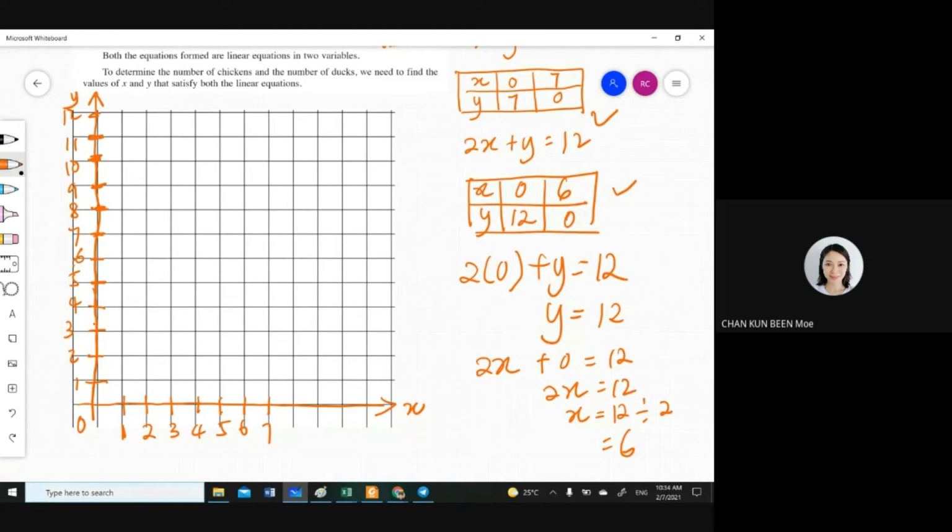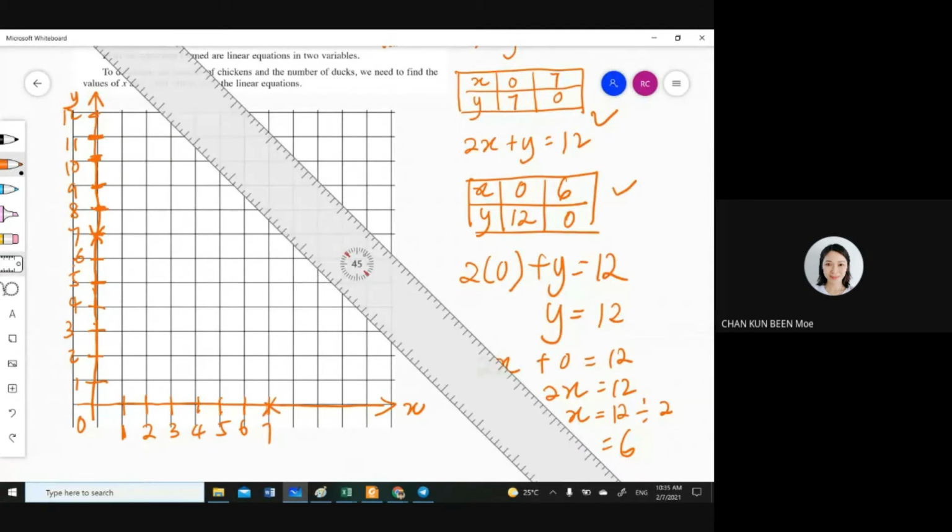Okay, we are going to plot the first one, x is 0, y is 7. So x is 0 is here, y is 7, meaning that it's on this line. And then when y is 0, x is 7. So when y is 0 here, because 0, 1, 2, so y is 0, x is 7, is right here. Okay, then we can draw the line first. So I'm going to draw the line.